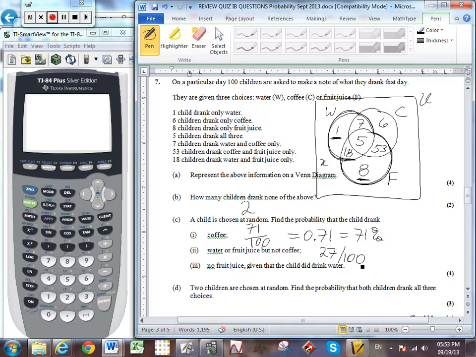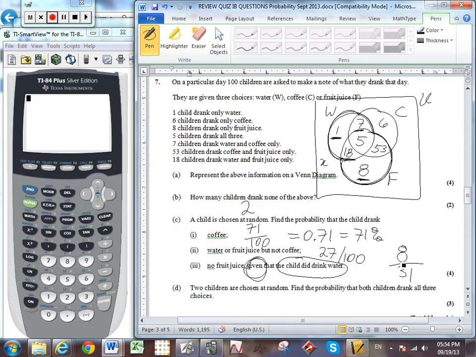And lastly, no fruit juice, given that the child did drink water. Well, if we knew that they drank water, then they must be inside the water circle. So how many kids in the water circle? Let's see, we've got 31 in the water circle. So that's our new denominator. We're no longer looking at all 100 kids. We're only looking at the children who drank water because that's being given to us. How many of them did not drink fruit juice in this water region? Only the 1 plus the 7, only the 8 out of 31.